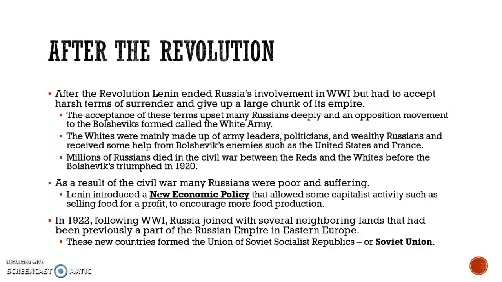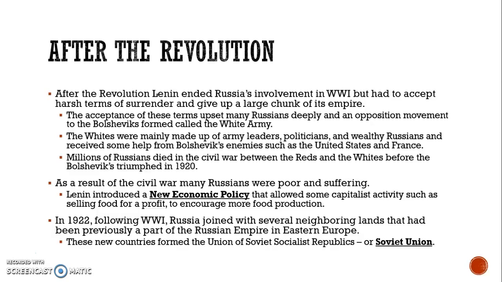The acceptance of these terms upset a lot of Russians, and an opposition movement to the Bolsheviks called the White Army formed. The Whites were mainly made up of army leaders, politicians, and wealthy Russians, and they received some help from the Bolsheviks' enemies like the United States and France, who had democracies and capitalist governments and believed that communism was the enemy. Millions of Russians died in the civil war between the Reds and the Whites before the Bolsheviks finally triumphed in 1920, in the years following World War I.